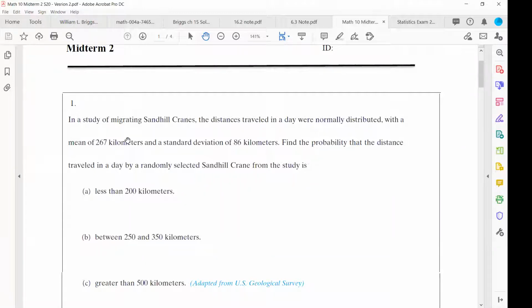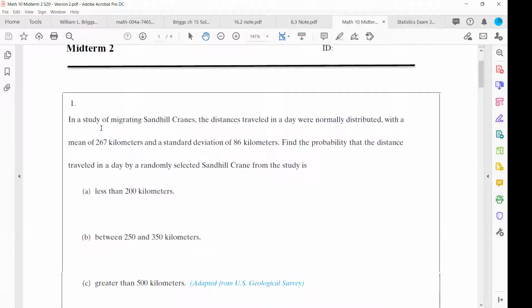Okay, so what is 267? What is 86? What are these numbers? The mean and standard deviation. For the population or for the sample? Population. Population in a study. Very good. So let me write this information on the board, then I share it with you. Mean is 267 and standard deviation is 86.